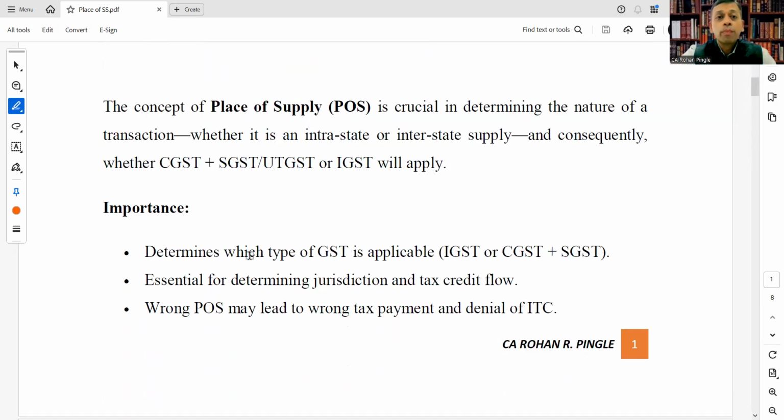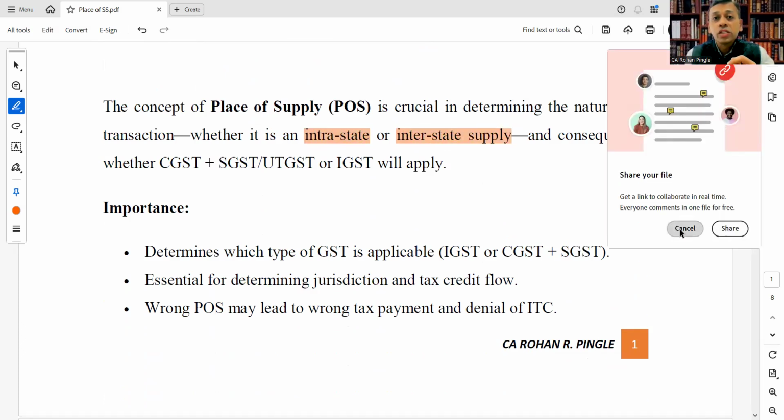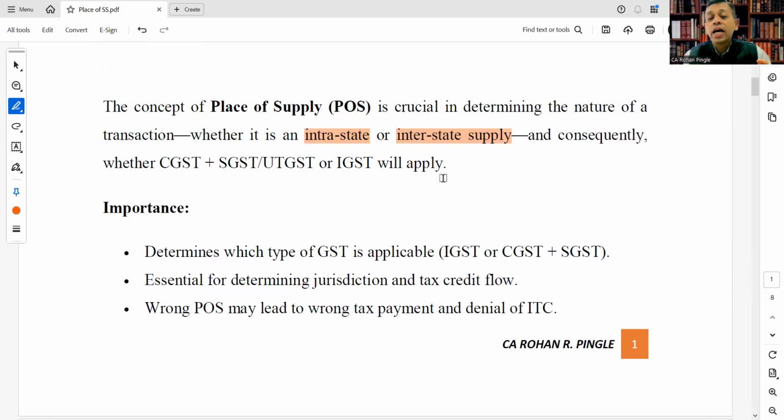The concept of place of supply is crucial in determining the nature of transaction, whether it is intrastate or interstate supply. Intrastate means within the state, and interstate supply means between the state. Intrastate, for example, within Maharashtra state, or we can take example of interstate supply means between the two states, that is between Maharashtra and Gujarat. Okay, why is the concept of place of supply crucial?